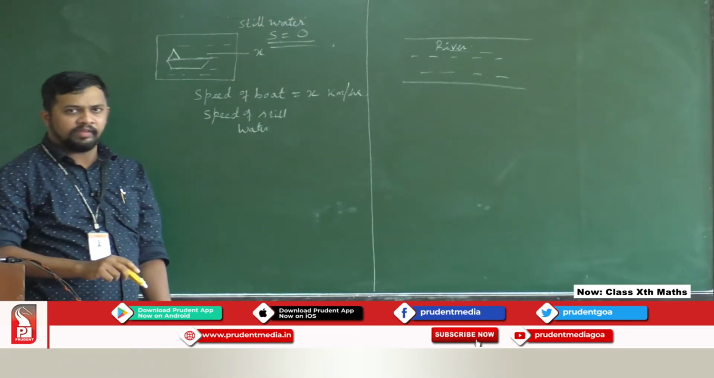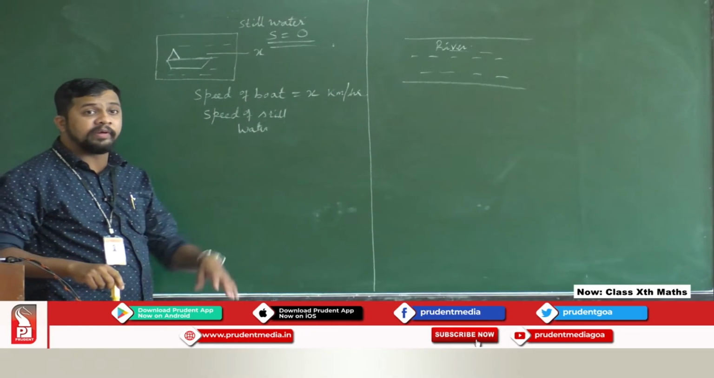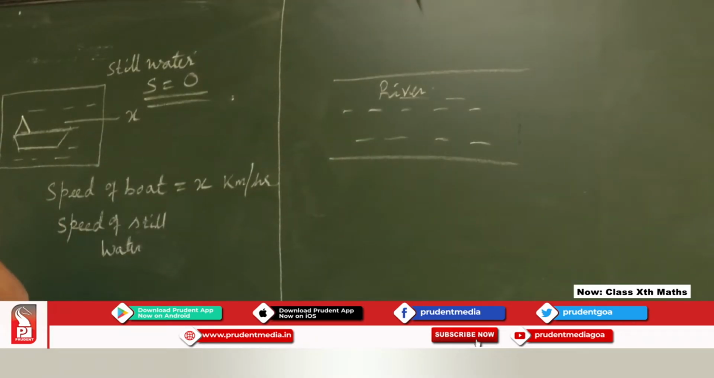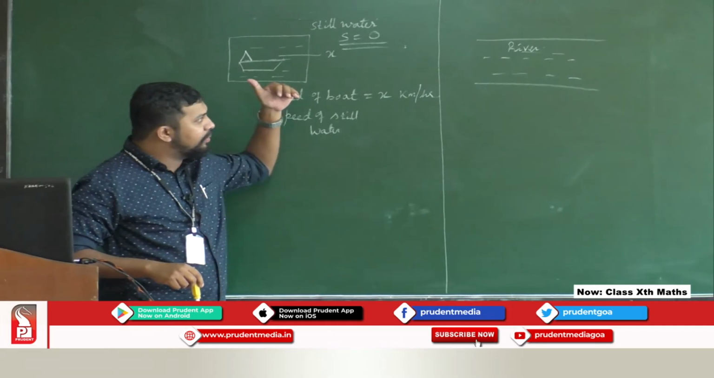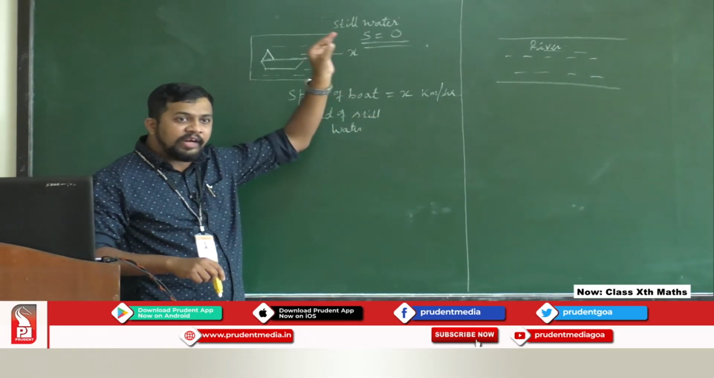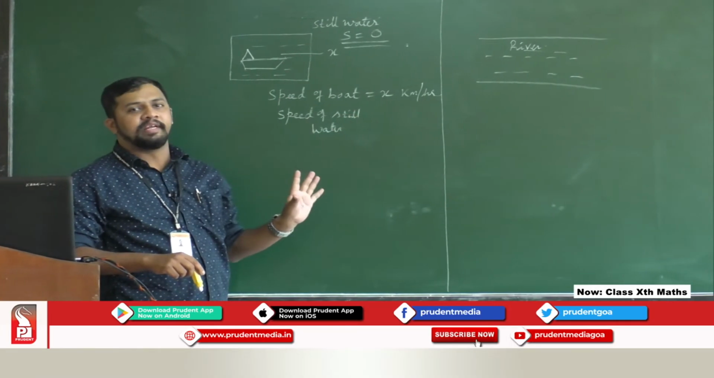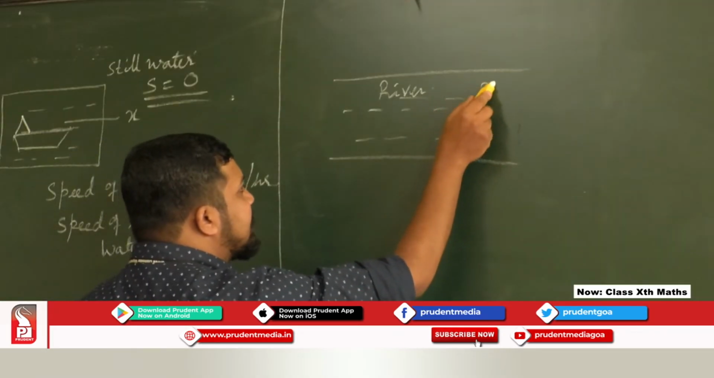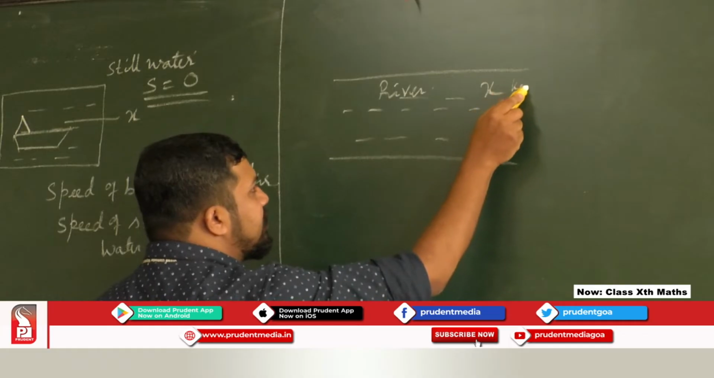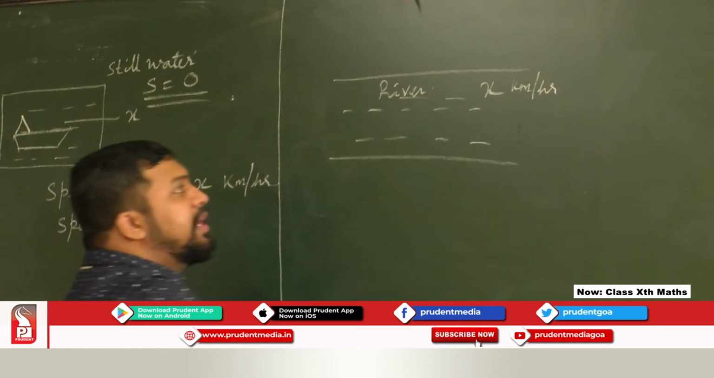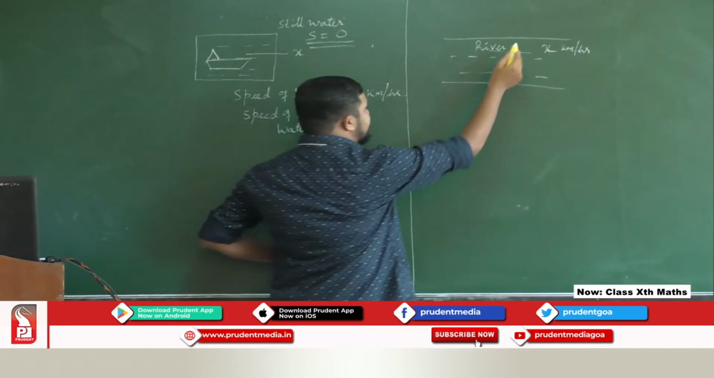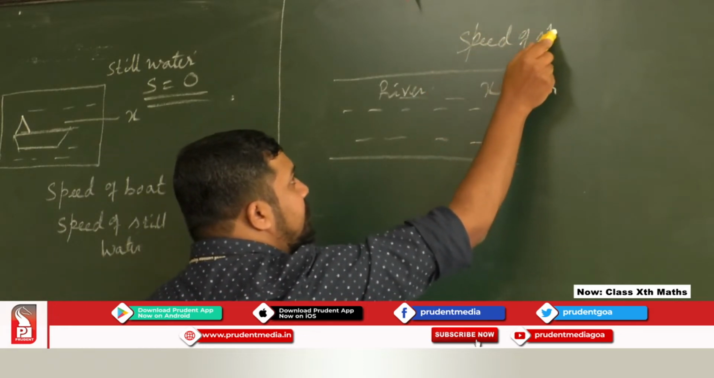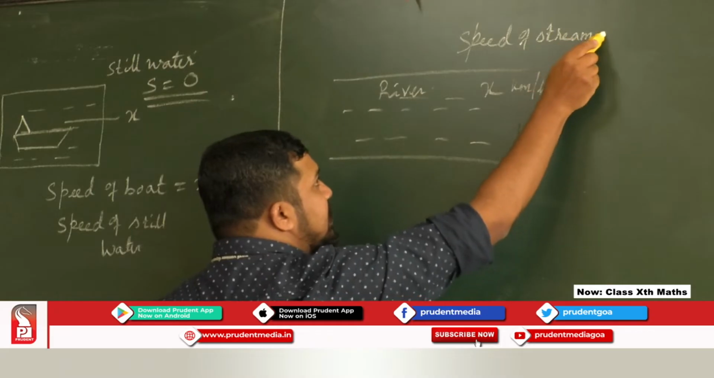Or a stream. In a river, water is moving or flowing. You will see it may be coming from the higher level to the lower level, because it is moving. That means the water also has some speed. Let us say the water has some speed, for example x. X is the speed of that water or the speed of that current. So I'll just say the speed of the stream is, let's say, x.